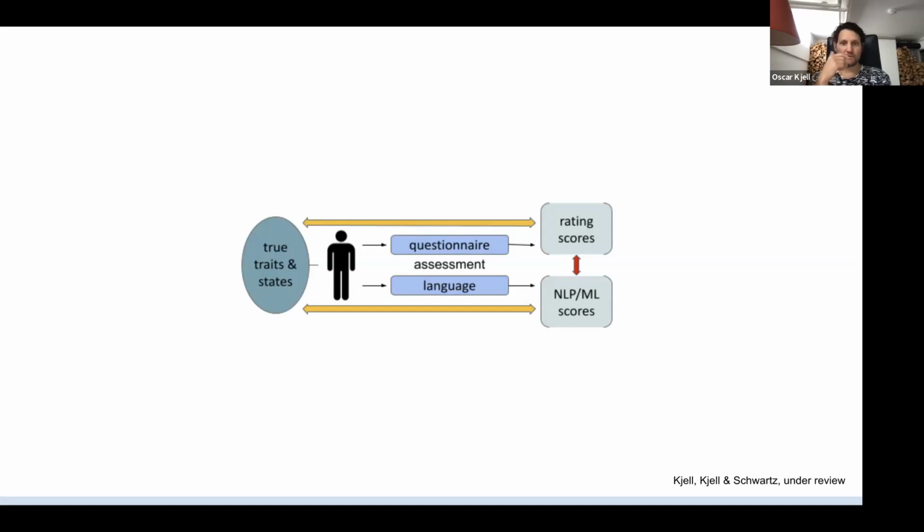So with this picture, I wanted to point out that a lot of research in the field, and especially my research, we focus a lot on using NLP and ML to predict rating scales. But rating scales have disadvantages and limitations, and what we really want to look for is the true traits and states. So I think there we're trying to address this a little bit now.